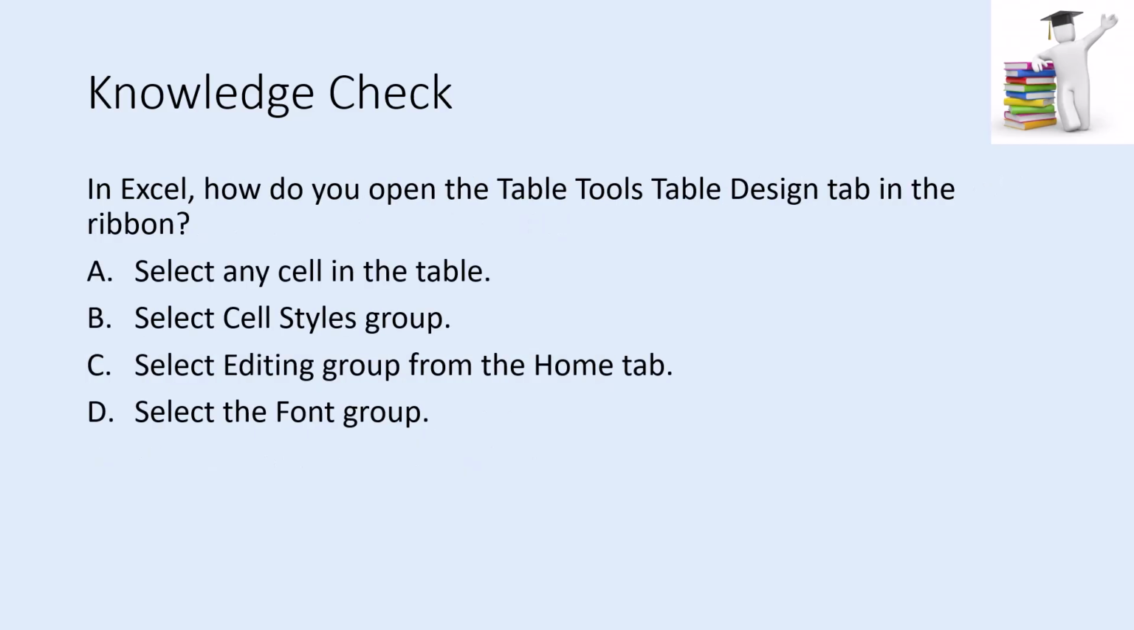In Excel, how do you open the Table Tools Table Design tab in the ribbon? A. Select any cell in the table. B. Select Cell Styles group. C. Select Editing group from the Home tab. D. Select the Font group. The answer is A. Select any cell in the table.